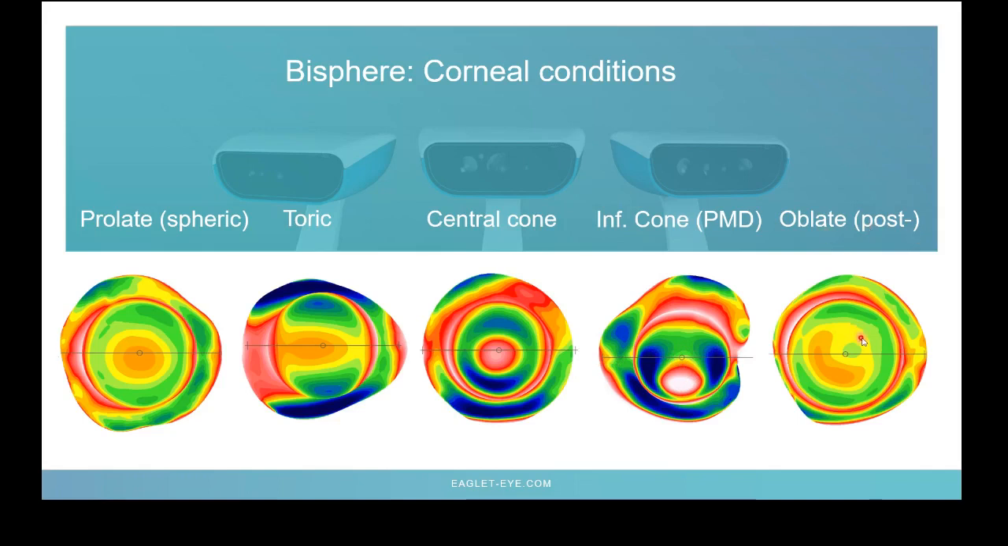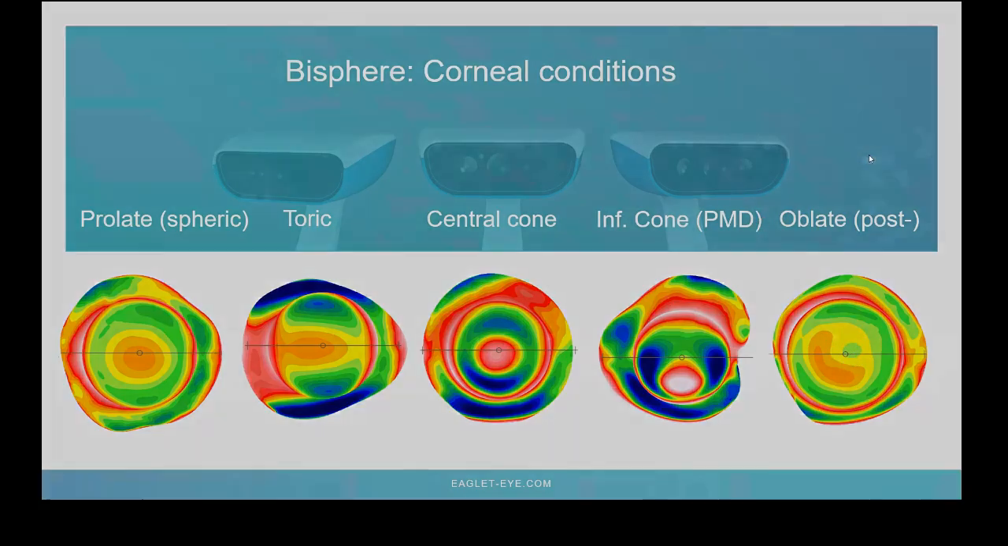The last example is an oblate eye. Often it is post-LASIK or whatever else happened. But you often see this arc-shaped or semi-arc-shaped ring appearance, and then the flatter, depressed area in the center. I'm going to the next slide.